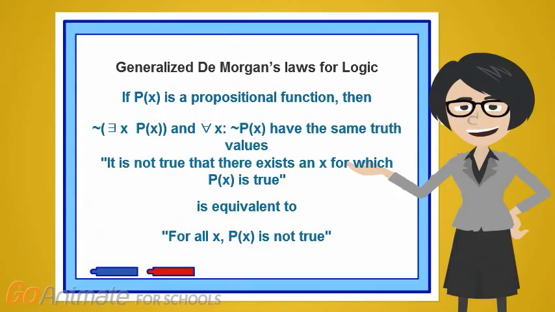Similarly, generalized De Morgan's laws for logic also say that, if P(x) is a propositional function, then each pair of propositions below have the same truth values. For example, it is not true that there exists an x for which P(x) is true, is equivalent to, for all x, P(x) is not true.